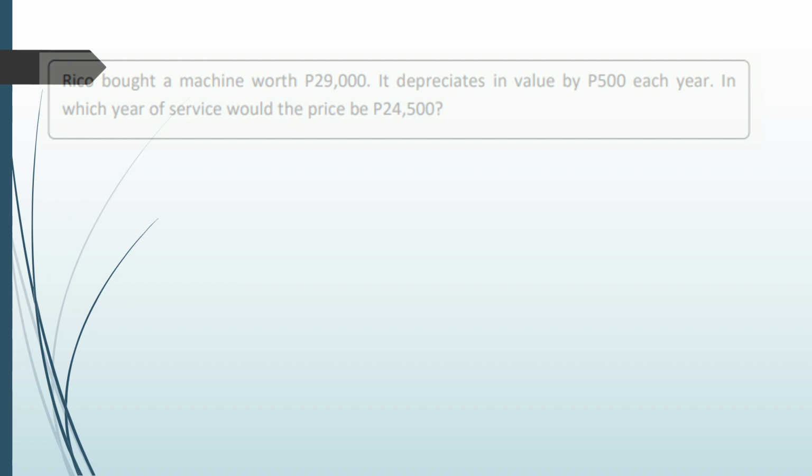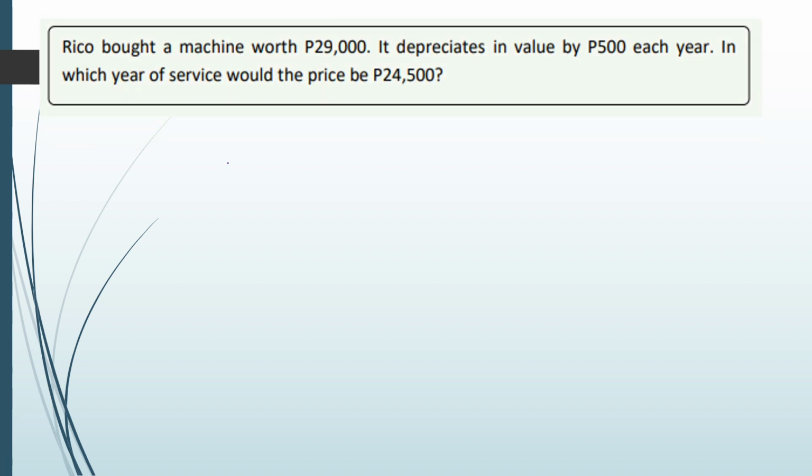We'll go down to the last example. Think about a machine worth 29,000. It depreciates in value by 500 each year. In which year of service would the price be 24,500?